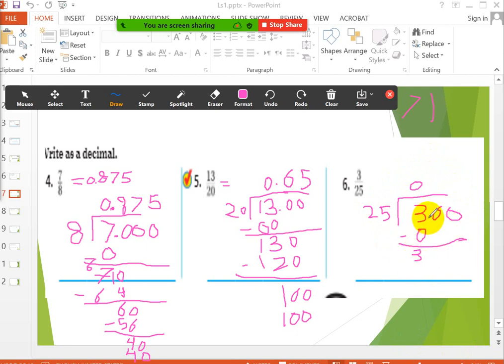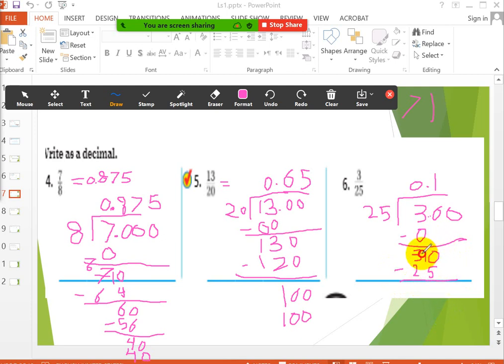Now, I will take the point and put it up in the quotient. Now, I will take the 0, 30. 30 divided 25 equals what? Only 1. I have only 1, 25, and 30, right? 1 multiplied 25 equals 25. Then I will subtract. 30 minus 25. 0 minus 5. Yes, the answer is 5.